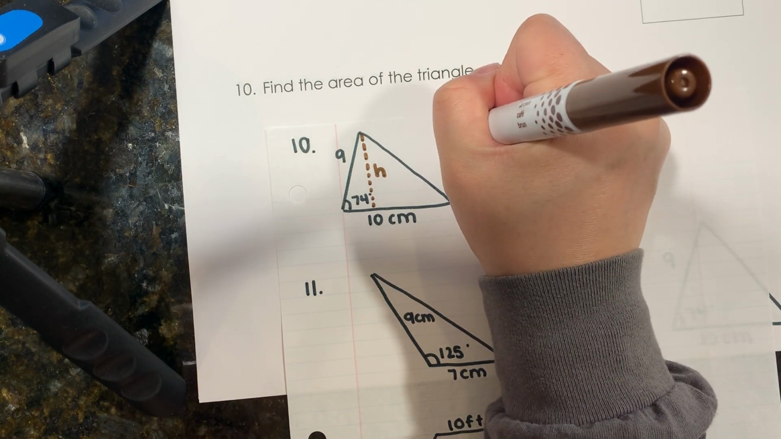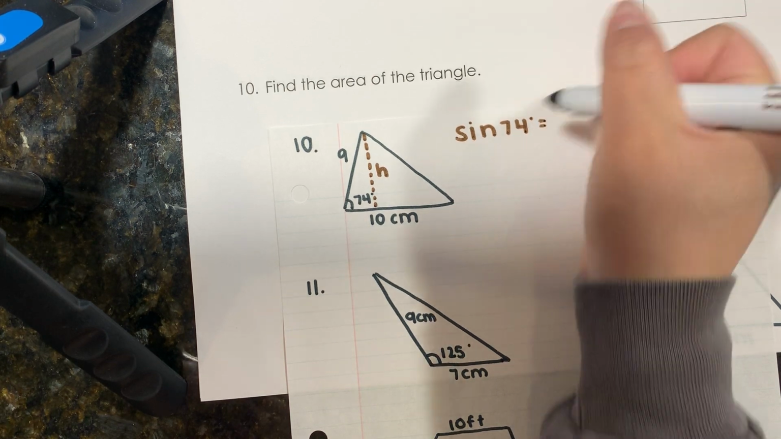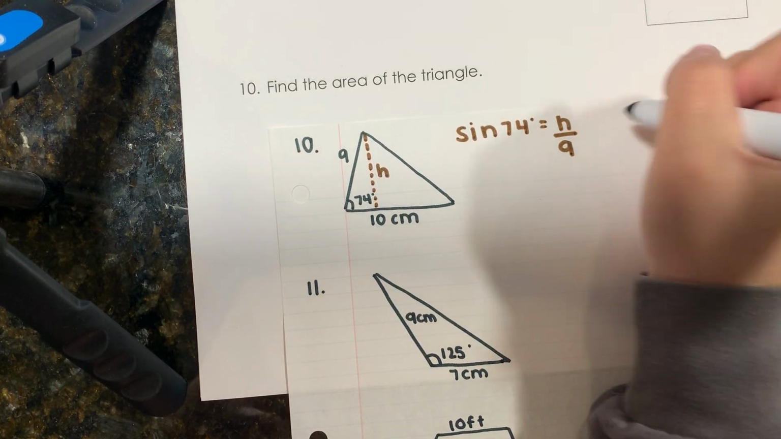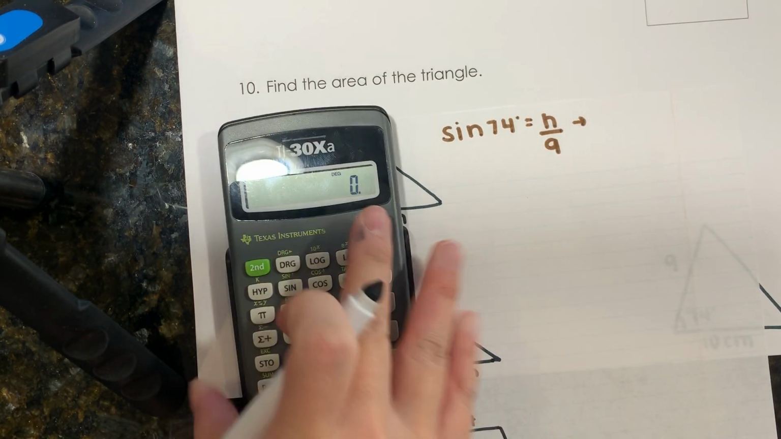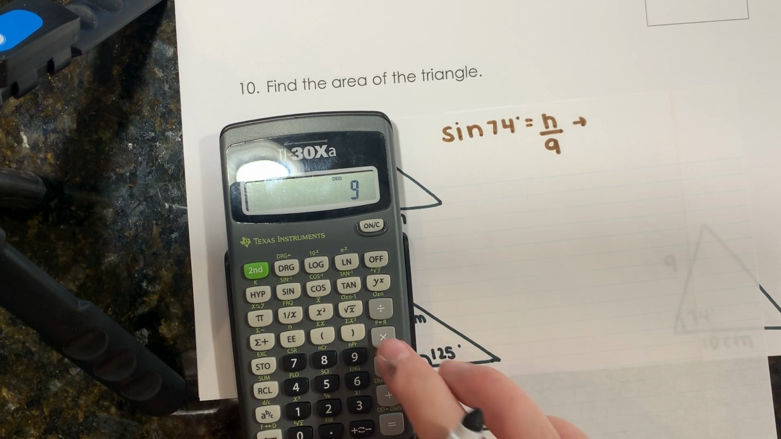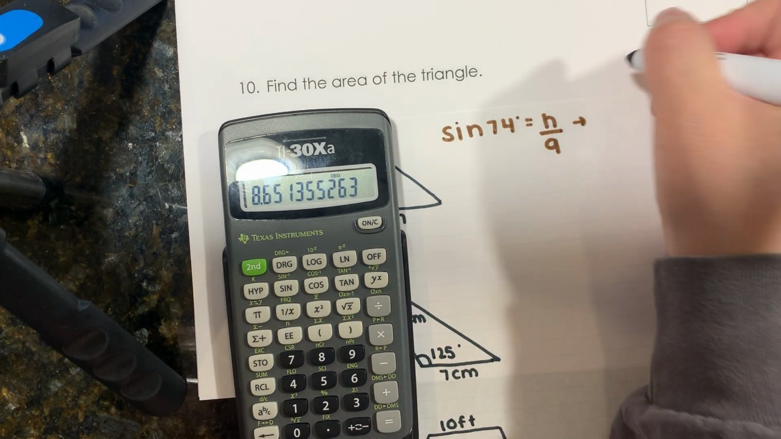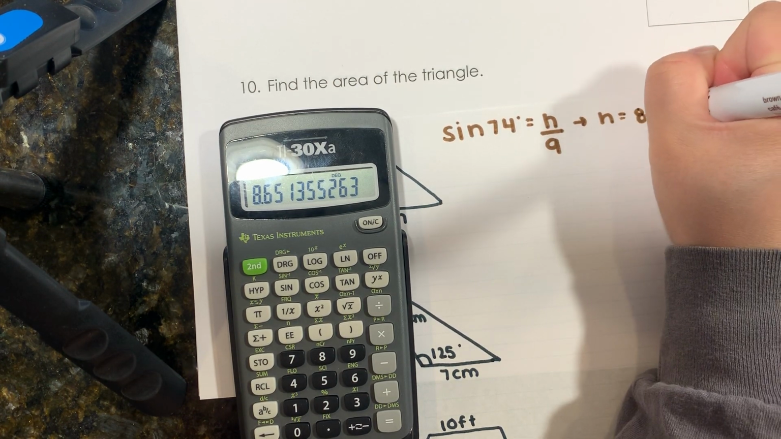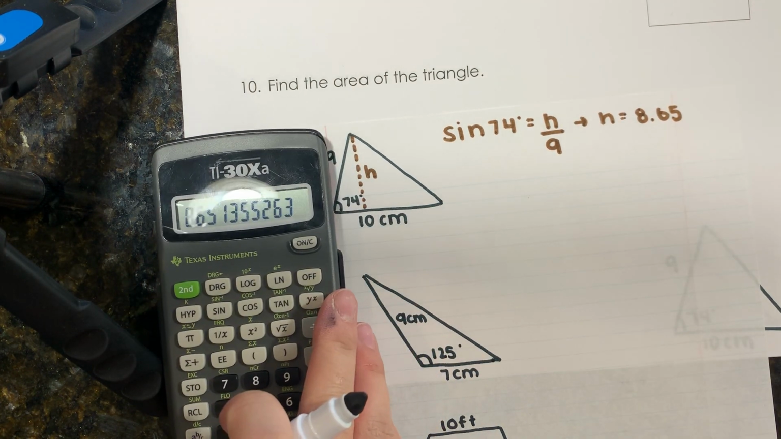So you're going to use sine equals opposite, which is the height, over hypotenuse, which is 9. Now when you multiply this through, you want to leave it on your calculator, so it would be 9 times sine 74 equals, and this is going to give us a height that is approximately equal to 8.65, but I'm going to leave that in my calculator when I try to solve for the area.